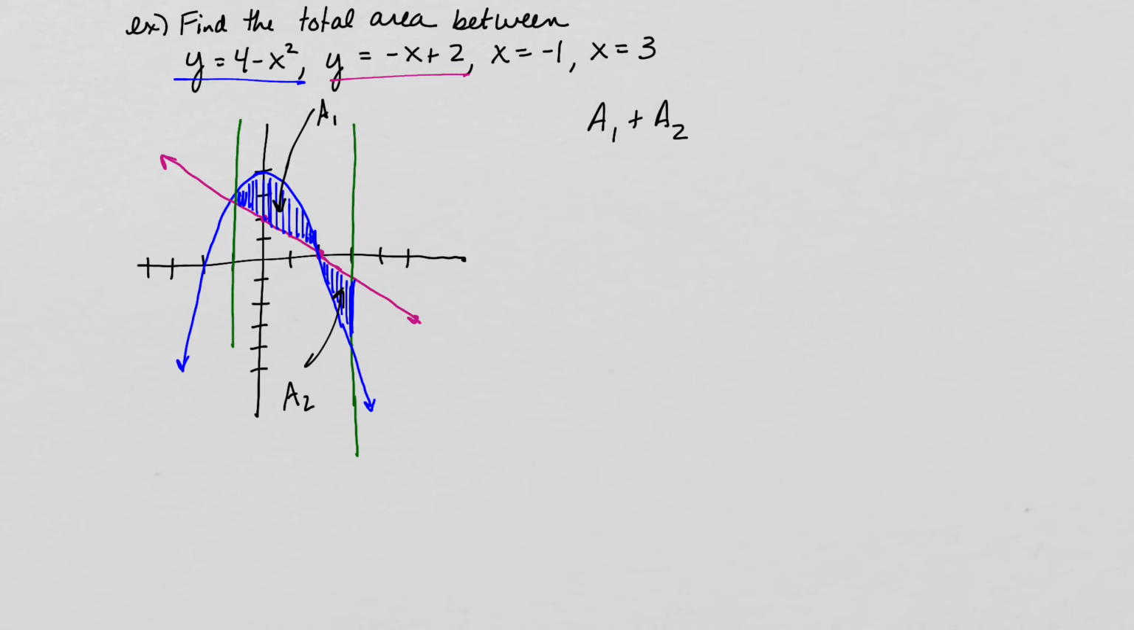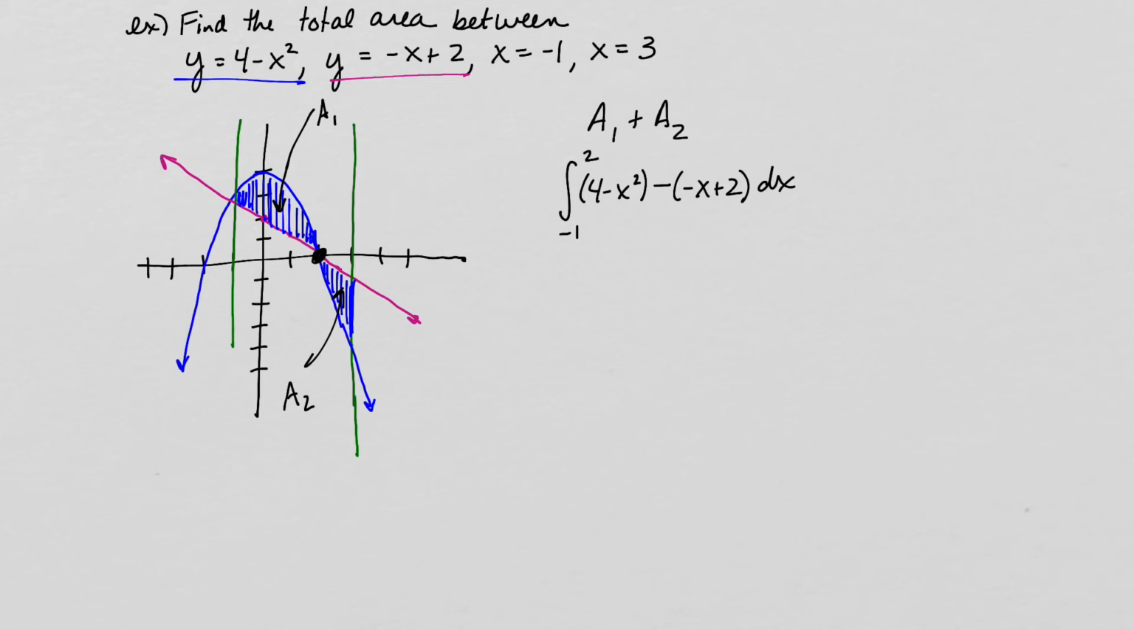So let's focus on area 1. So in area 1, which function is on top? Yeah, the 4 minus x squared. So the top function is 4 minus x squared, minus the bottom function, which is minus x plus 2, dx. And we're taking that from -1 all the way to this point here, which is 2, right?